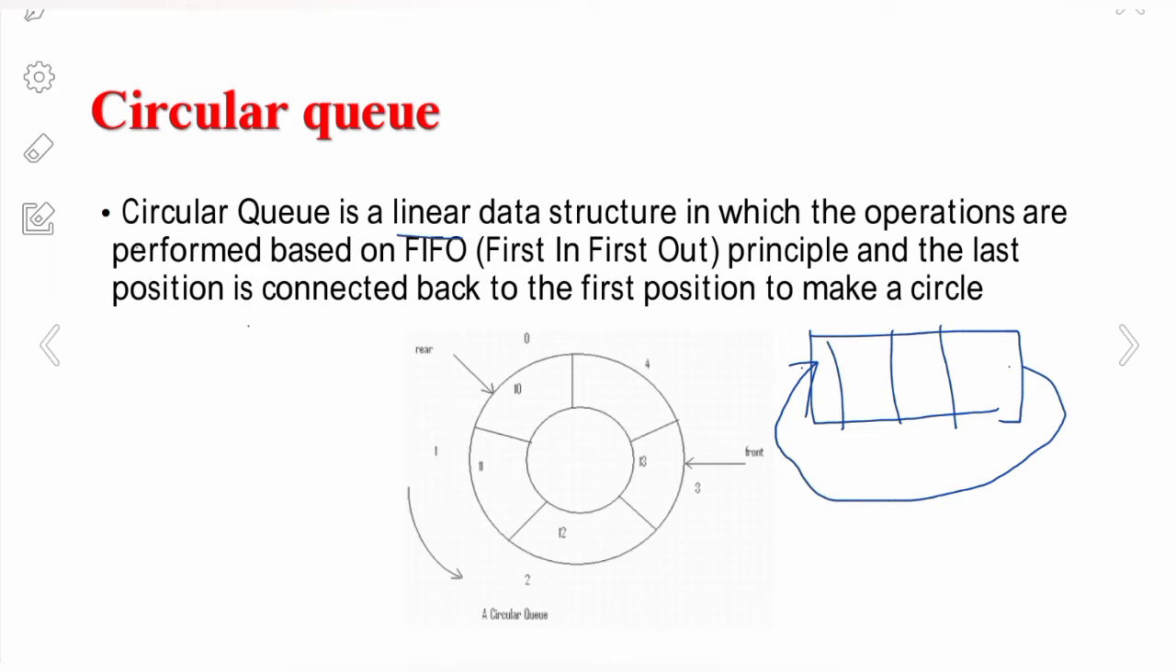So what is the need of the circular queue here? Why are we going to the circular queue? We can perform the insertion and deletion operations in the normal queue, right? So what is the importance of the circular queue?